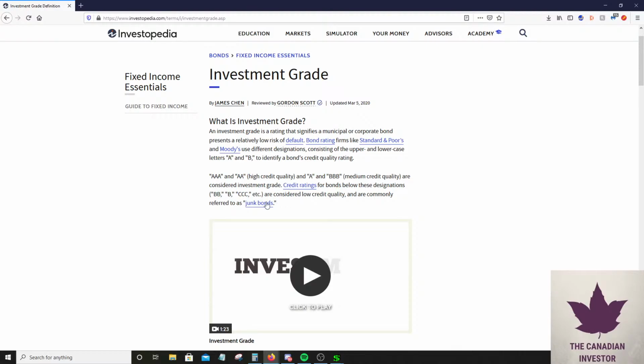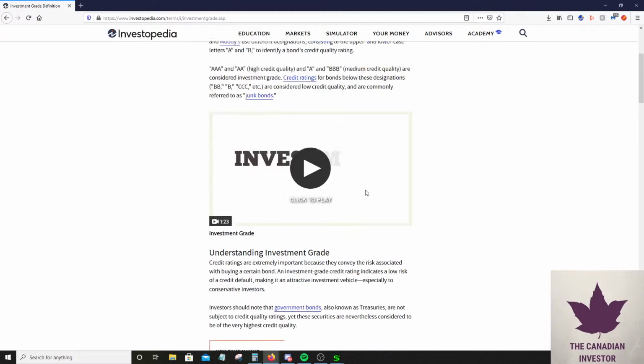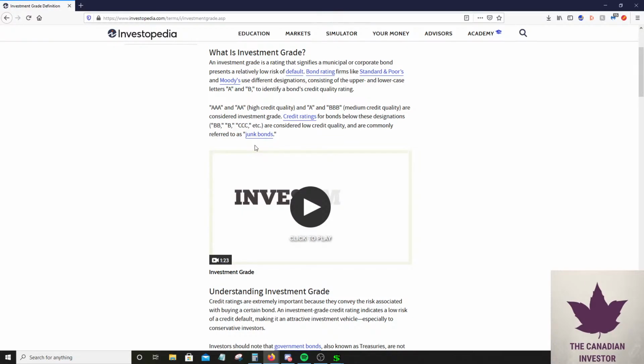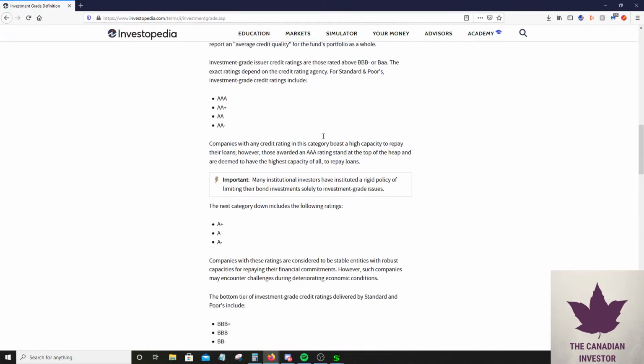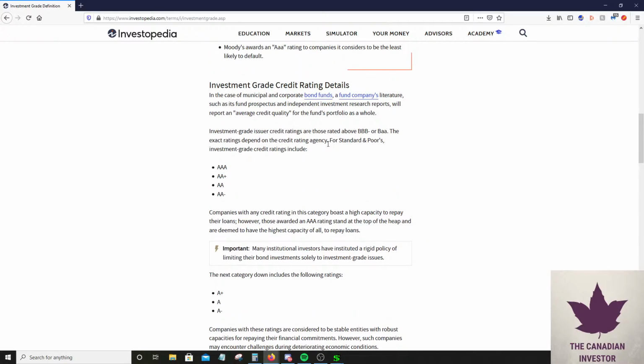I'm not too sure. But typically, AAA to BBB is considered investment grade, so that's considered pretty great quality. Whereas if you go down to the BBs and the Cs, you're basically buying highly speculative pieces of debt, where they could go bankrupt or you could make a lot of money. Investment grade issuers are typically known as having a high capacity to repay their loans.